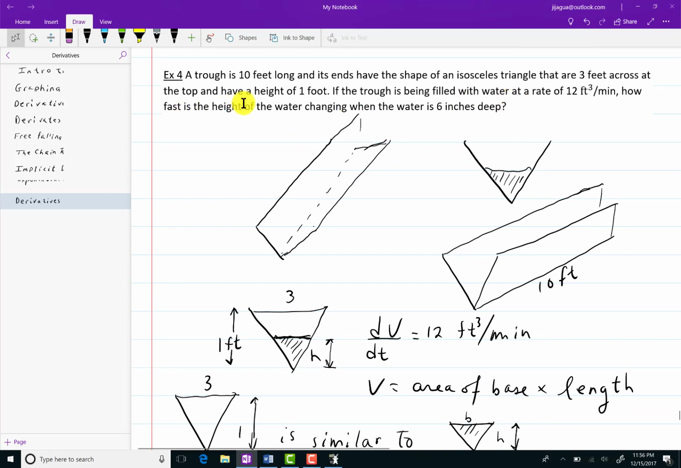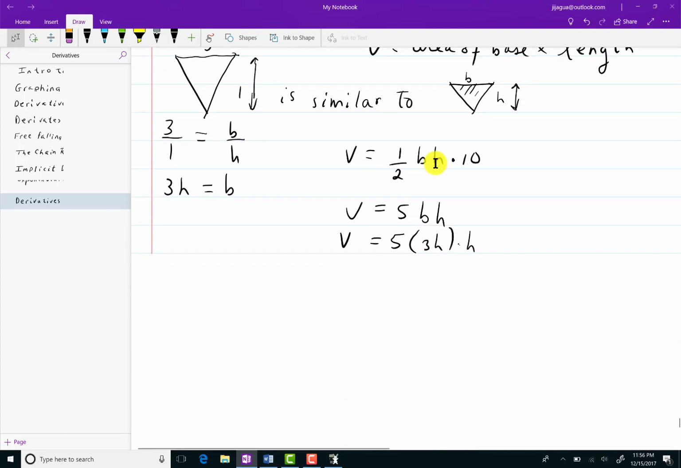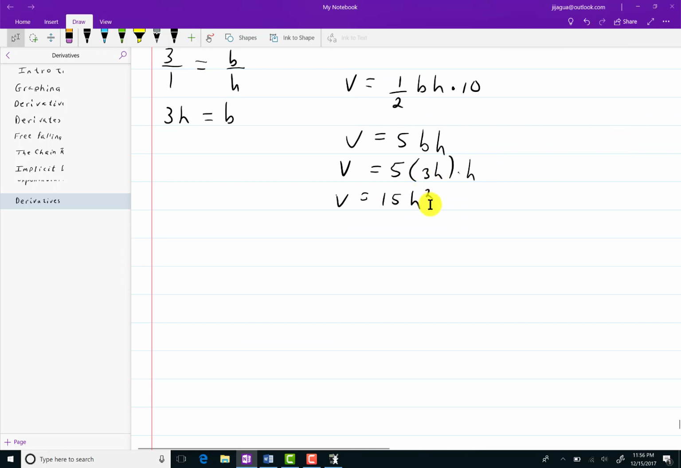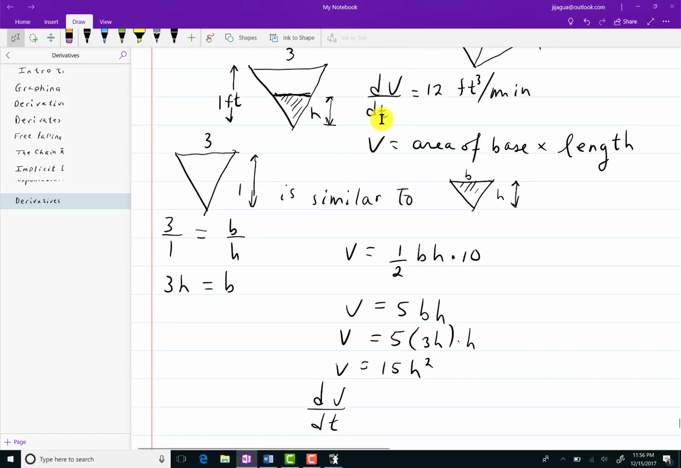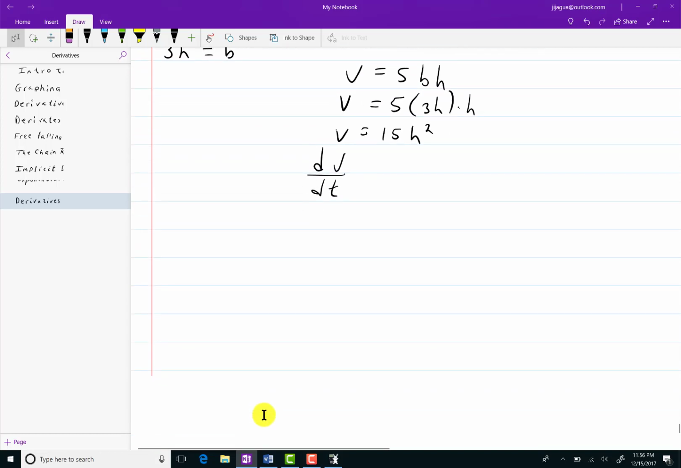Now, let's take a look at the original problem again and see if I'm getting somewhere. How fast is the height of the water changing when the water is 6 inches deep? The height of the water, perfect. And since I'm going to take a derivative with respect to time, because you were given this piece of information, dV over dt was 12 cubic feet per minute. So dV over dt equals, now take the derivative of the other side, I'll get 30h times dH over dt. Notice that dH over dt is what you're looking to solve. It asks us how fast the height of the water is changing. So, when the height is 6 inches.